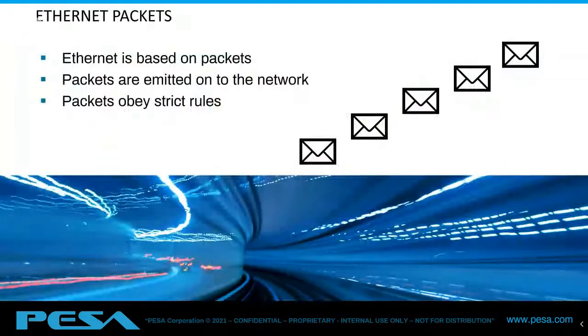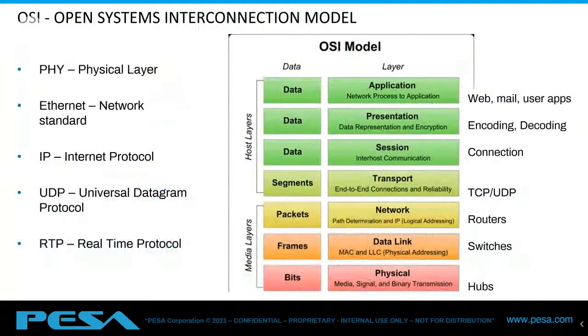Now, Ethernet is based on packets. Packets are emitted onto the network, and packets have to obey very, very strict rules. And that's because we have a very unique standard in Ethernet that obeys one primary systems interconnection model. That is known as the Open Systems Interconnection model. Some refer to it as the OSI stack. The stack starts from the physical layer at the bottom and traverses all the way to the top to the application. This is still used to this very day. Why? Because this is the standard on how we do that.